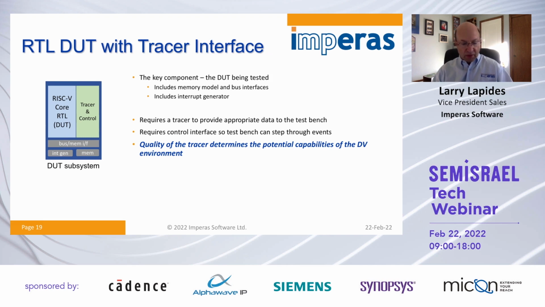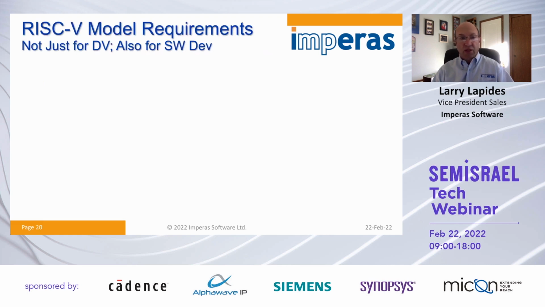So let's go to the 2 key pieces of methodology or of technology, the model and then the verification IP. So starting with the RISC-V model, this is not just for DV, it's also going to be used for software development. What you want is for the software team to be developing on the same technology, the same code base that the RTL guys are on. That ensures synchronization between your 2 groups.